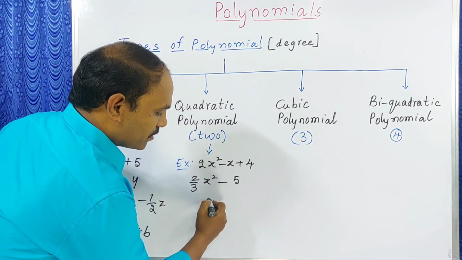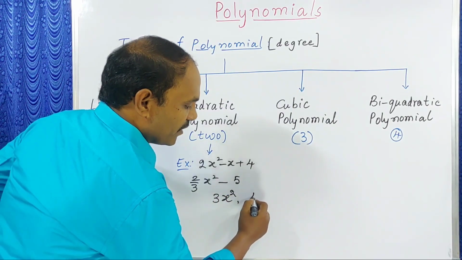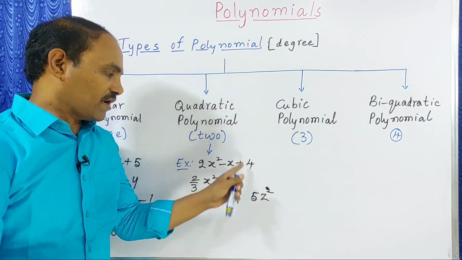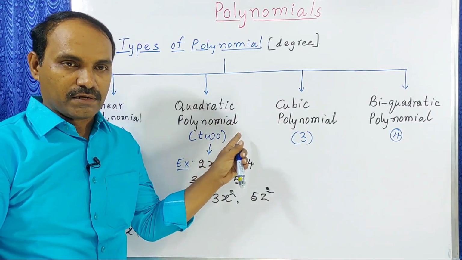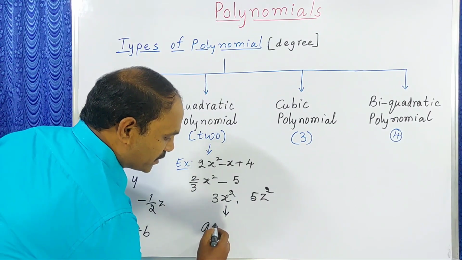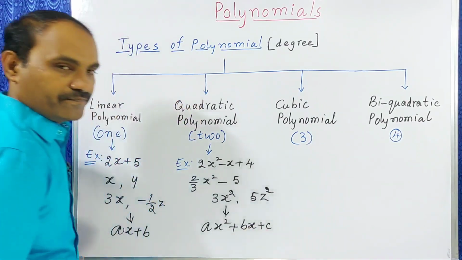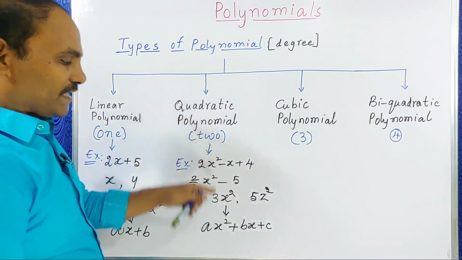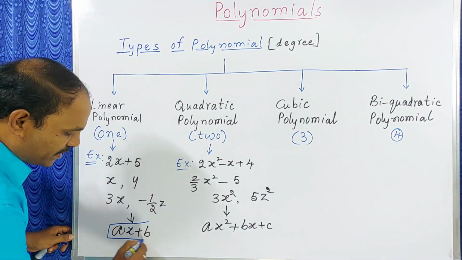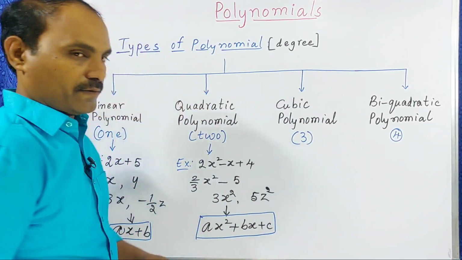Or 3x square or 5z square. Exponent is 2, that's why these all are the quadratic polynomial. Actual general form of quadratic polynomial is ax square plus bx plus c. This one is the general form of the quadratic polynomial. Here this one is the general form of linear polynomial. This one is general form of quadratic polynomial.